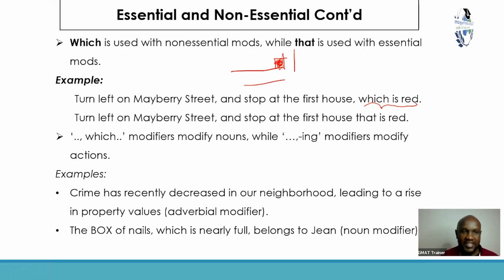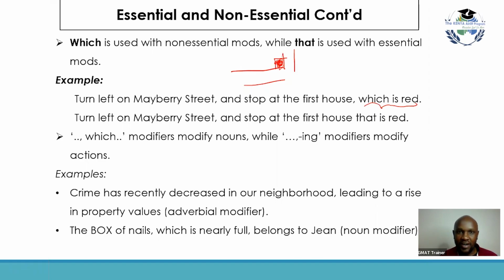As opposed to the second sentence, which states, turn left on Mayberry Street and stop at the first house that is red. So in this case, what this particular sentence means is that the first house on Mayberry Street may not necessarily be red. It could be gray, it could be blue, but you as the recipient of this information are supposed to stop at the first red house.